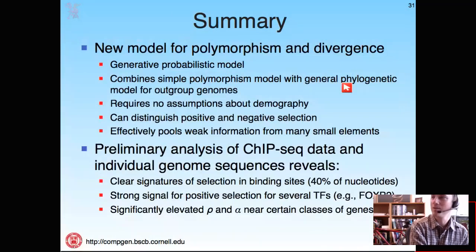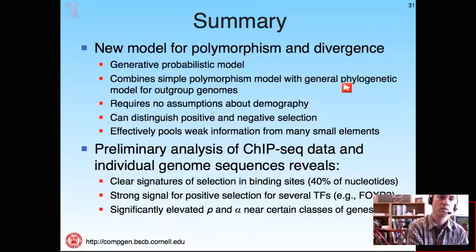Maybe I'll give you my summary so that you know the punchline here. We've developed a new generative probabilistic model for capturing these signals from polymorphism and divergence. It's sort of an integrated phylogenetic and population genetic model. It allows us to use multiple primate outgroups to obtain information about likely ancestral states, which then inform our inferences about selection. The method we're using is designed to avoid dependence on demographic modeling. We can analyze collections of human genomes that might have quite complex demographic histories. For example, these Complete Genomics data include several admixed individuals as well as representatives of multiple human populations.